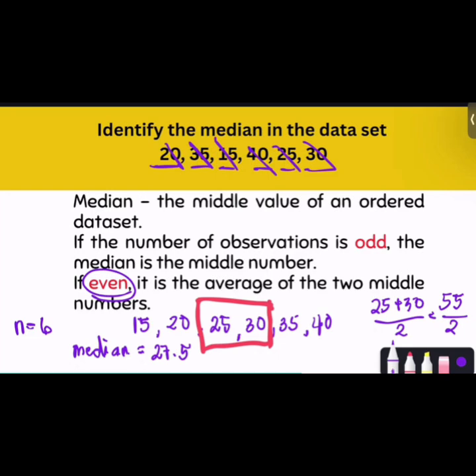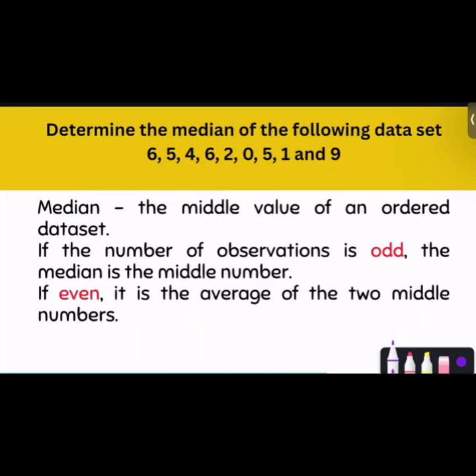Okay? Now, let's have another example. Determine the median of the following data set: 6, 5, 4, 6, 2, 0, 5, 1, 9. So, what are we going to do? First, rearrange. First is 0, followed by 1, 2, 4. Meron tayong dalawang 5, 5 and 5. Then, dalawang 6. And last ay 9 natin.